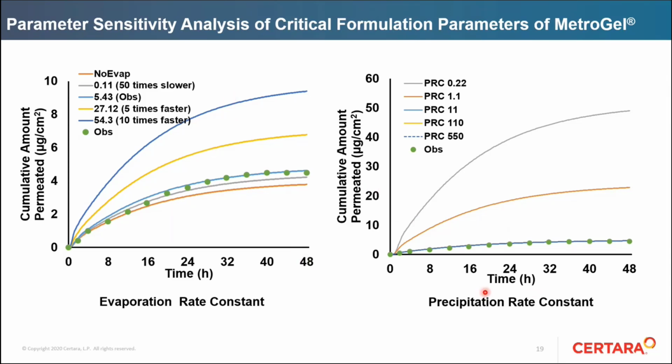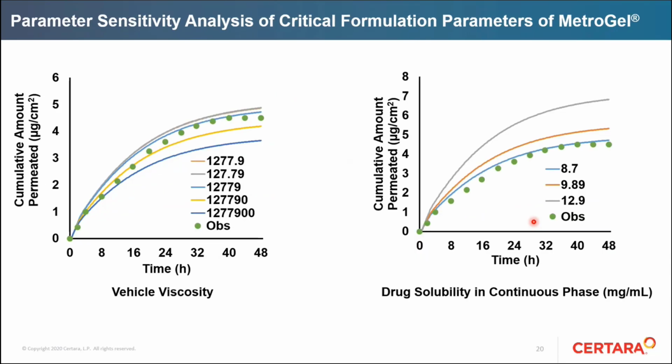The model was sensitive to this. The model was also sensitive to the precipitation rate constant. If your drug is precipitating, of course, you are reducing the soluble concentrations which can diffuse. So if you can add certain inhibitors, which can again lead to supersaturation, more concentration of the drug can go into the skin. So the model was sensitive to PRC as well. We didn't find much sensitivity to vehicle viscosity, and there was also some limited sensitivity to the drug solubility in the continuous phase. These are the observed metronidazole values, which were reported in literature.